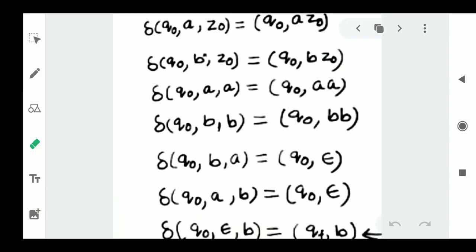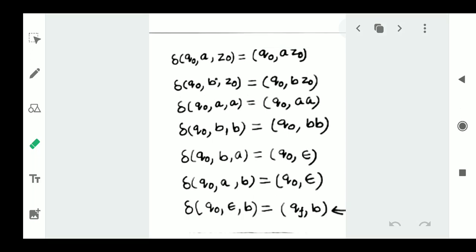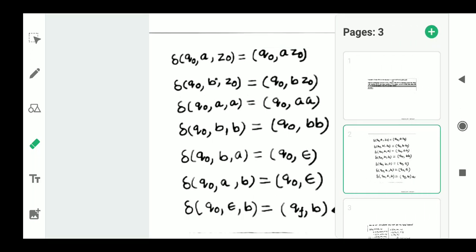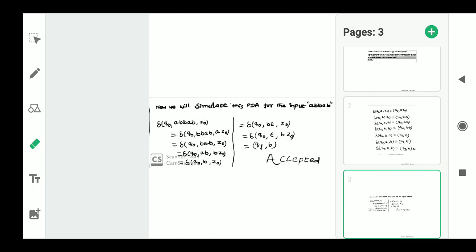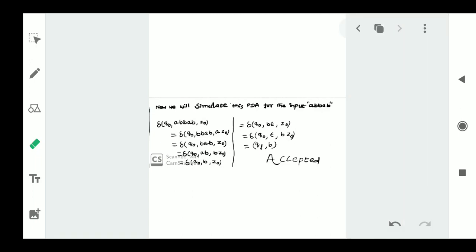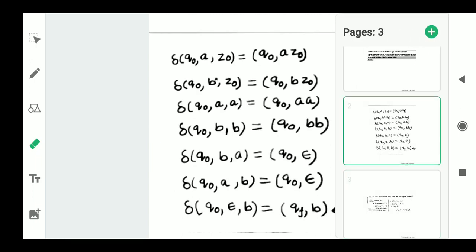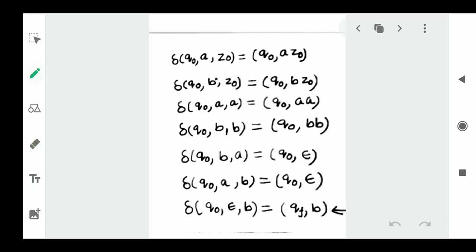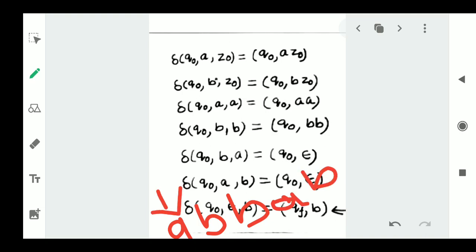This is the instantaneous description for this. Suppose let us consider any string. Let us consider the string ABBAB. So we are considering the string ABBAB. What is our first input symbol? Our first input symbol is A.